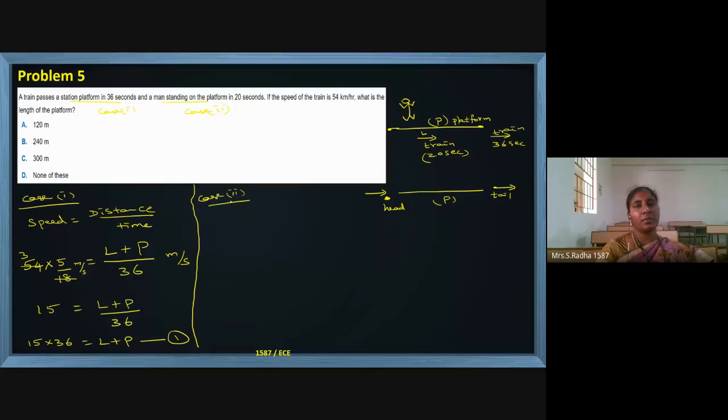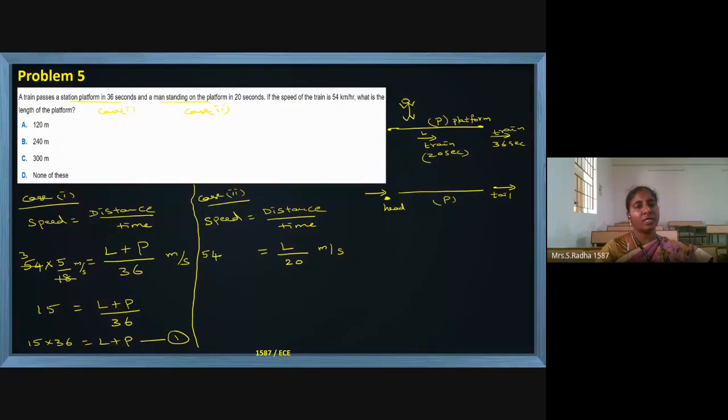Case 2 is crossing the man standing on the platform. So speed of the train in this case is again distance by time. Now the distance is the length of the train alone, because the man's length is negligible compared to the train length. Time taken by the train to cross the man is 20 seconds. So this is meters per second. Man will not have any speed, he is standing.